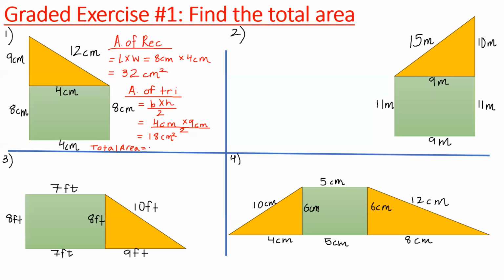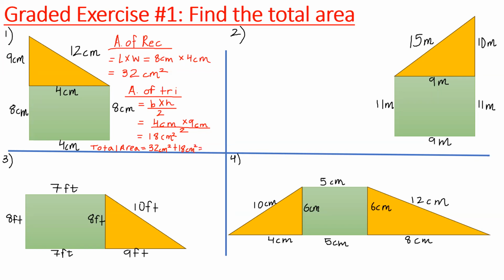Waterfall, what you got? Yes, I got 50 centimeters squared. How did you get it? 32 plus 18 centimeters squared. Okay, equals 50.